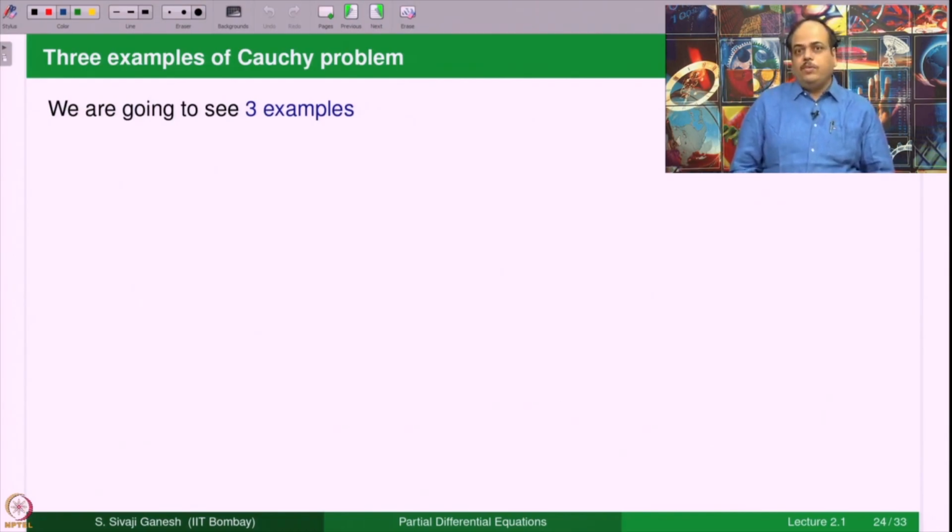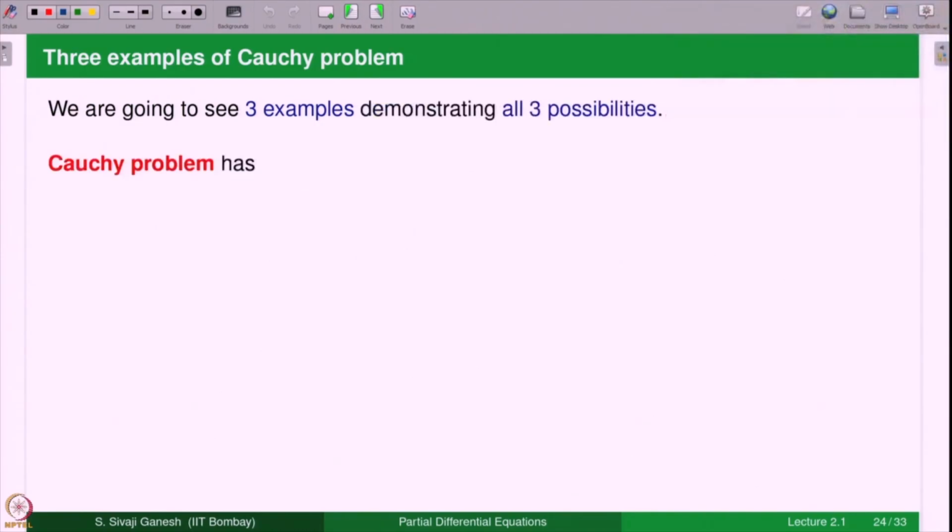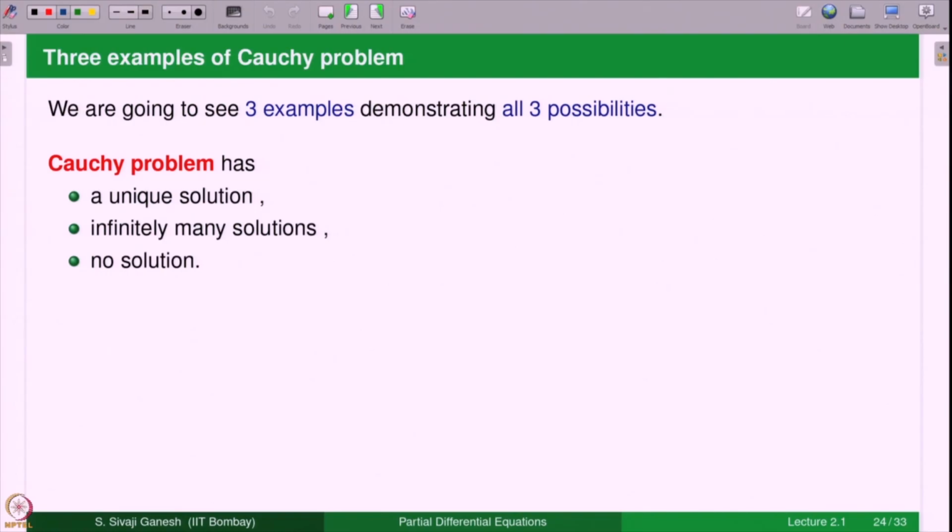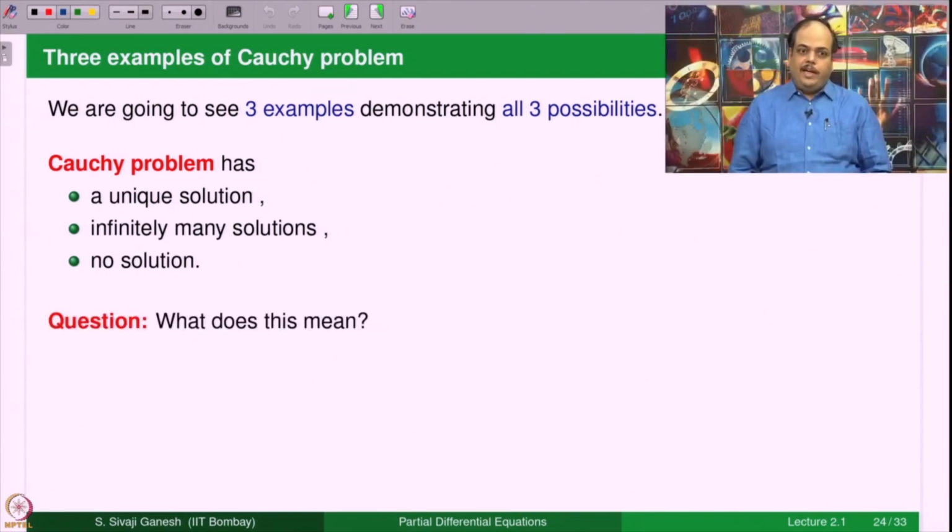The examples we are going to see are of Cauchy problems. These 3 examples demonstrate all 3 possibilities. In this case, what are the possibilities? You have a unique solution, infinitely many solutions and no solution. Of course, another option is finitely many solutions, which I have not thought about. Let us take up that discussion in a tutorial session.